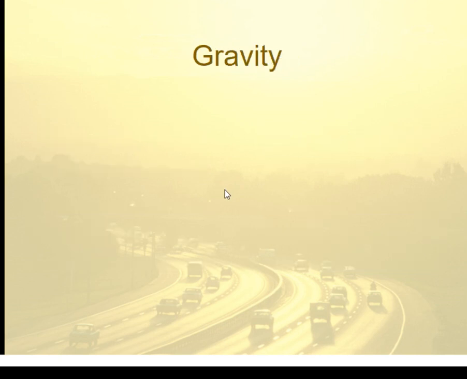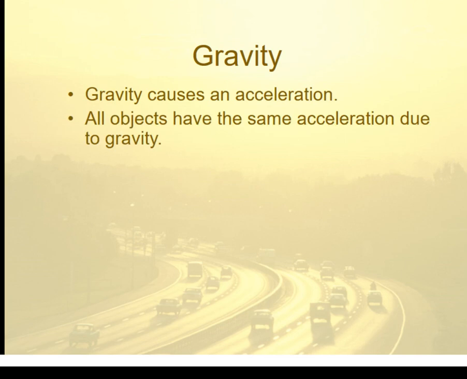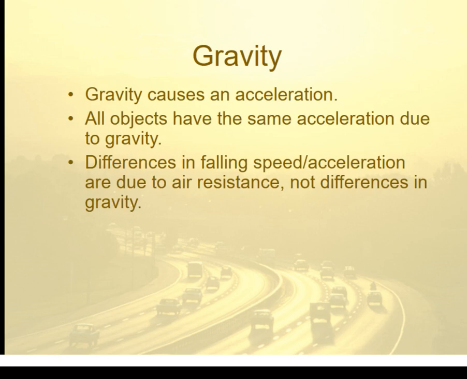All right, now when we factor in gravity and we're working problems, there are some things that, even if they don't directly say it in the problem, probably you're on Earth, right? Gravity's going to cause acceleration. And on Earth, all objects have the same acceleration due to gravity. On Mars, all objects have a different acceleration due to gravity. So differences in falling speed and acceleration are due to air resistance, not differences in gravity.